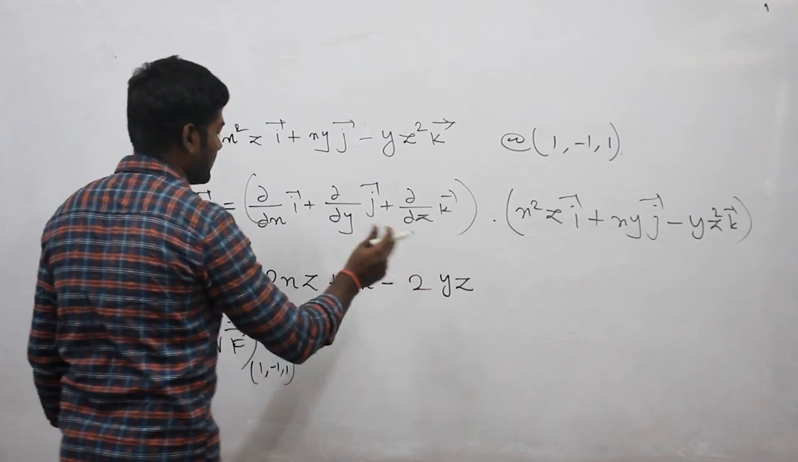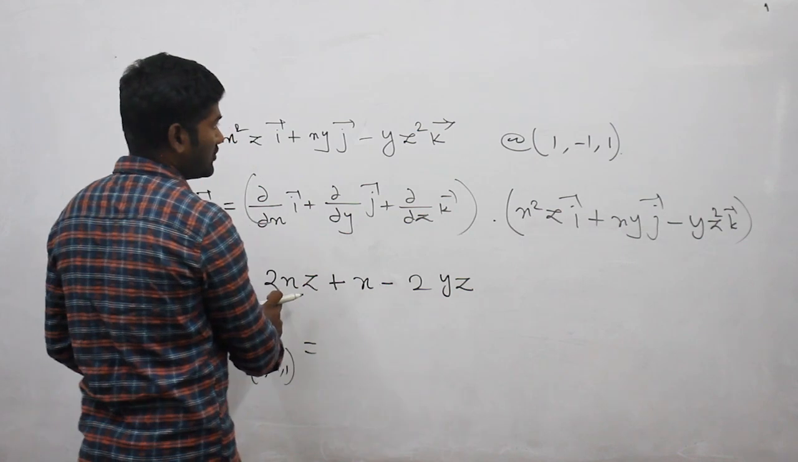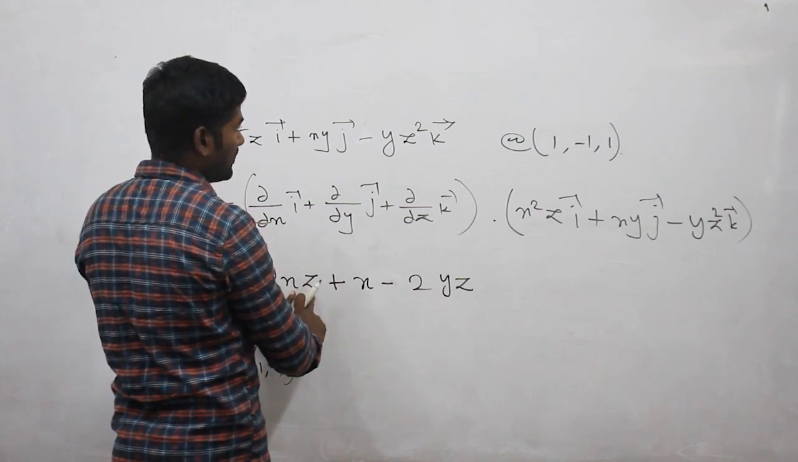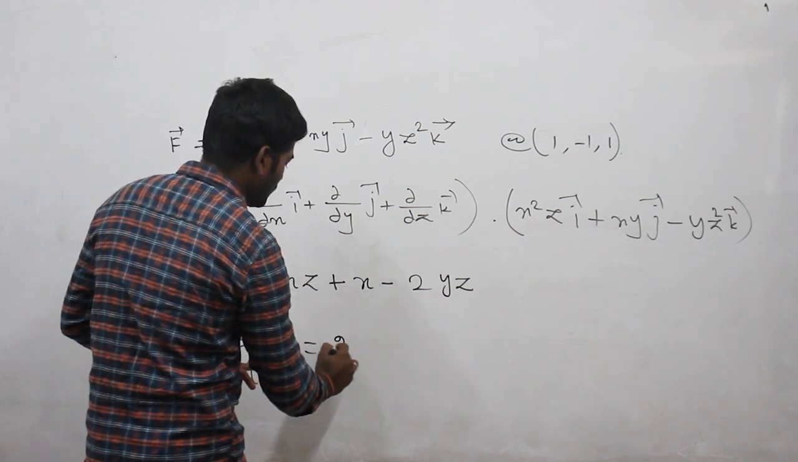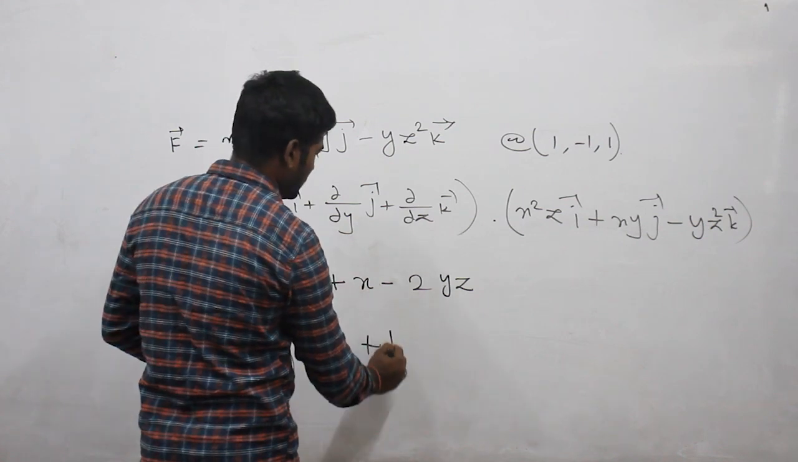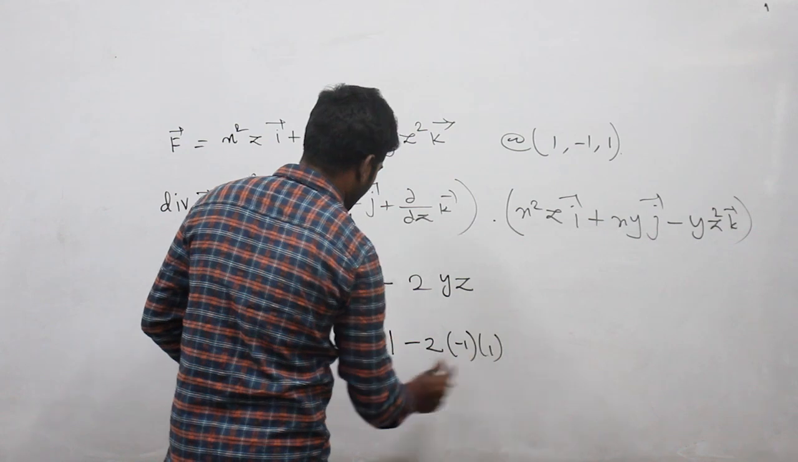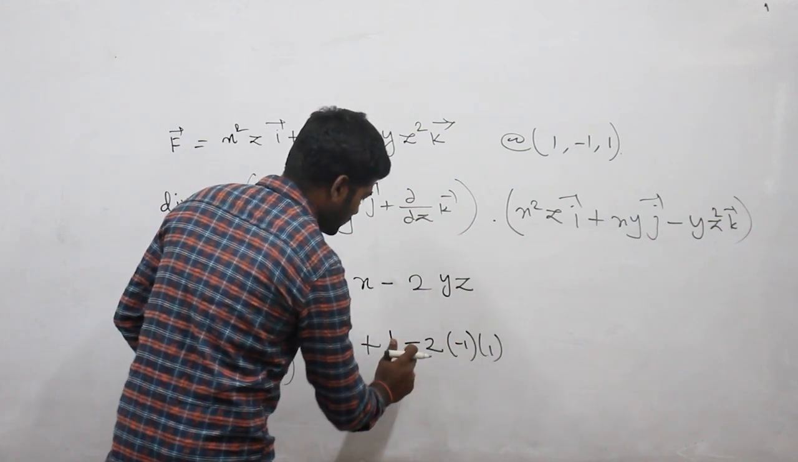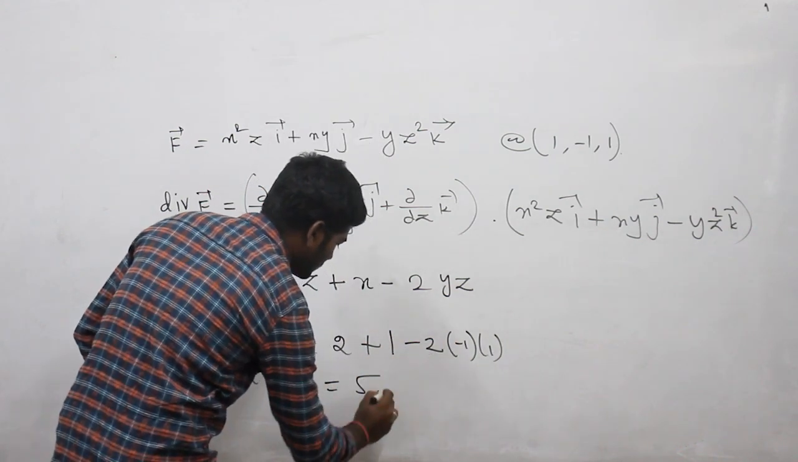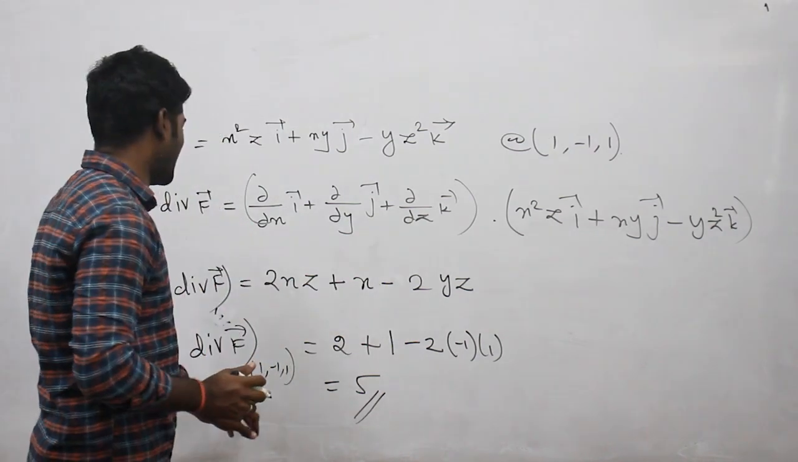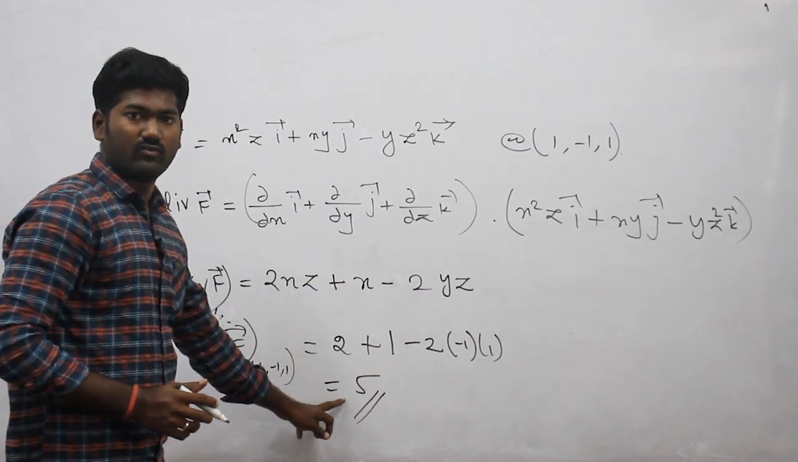So just substitute the value here. x value is positive 1, so 2 into z value 1 is 2, plus x value 1, minus 2 into y value minus 1, z value positive 1. So 3 plus 2, answer is 5. So this is the answer. Divergence of f vector at this point is equal to 5.